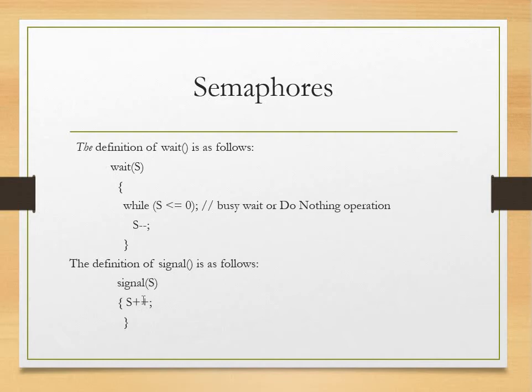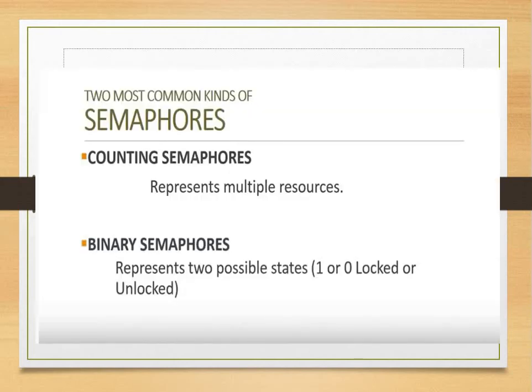It will increment. So here 0 plus 1. For example, if process P2 wants to enter the critical section, it will give a signal. So 0 plus 1, the value will be 1. Then this condition will be false. That process will use the critical section and do its work. So this is how the critical section operation works.